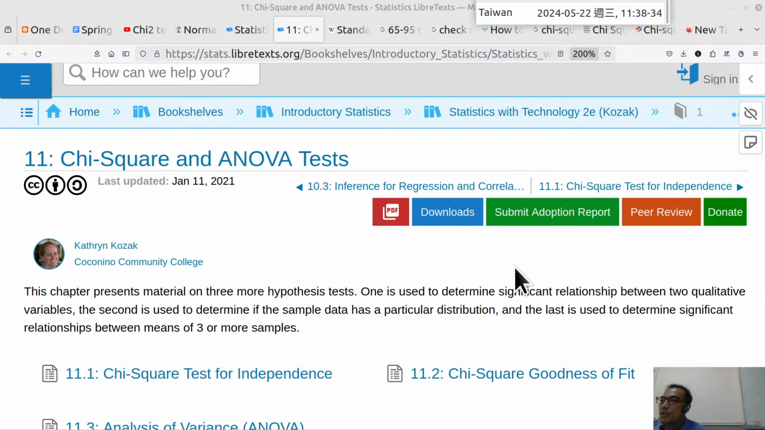And here are the observed frequencies, and here are the expected frequencies from perfectly independent variables. The calculation is easy, and I will tell you later. Let's continue to watch.